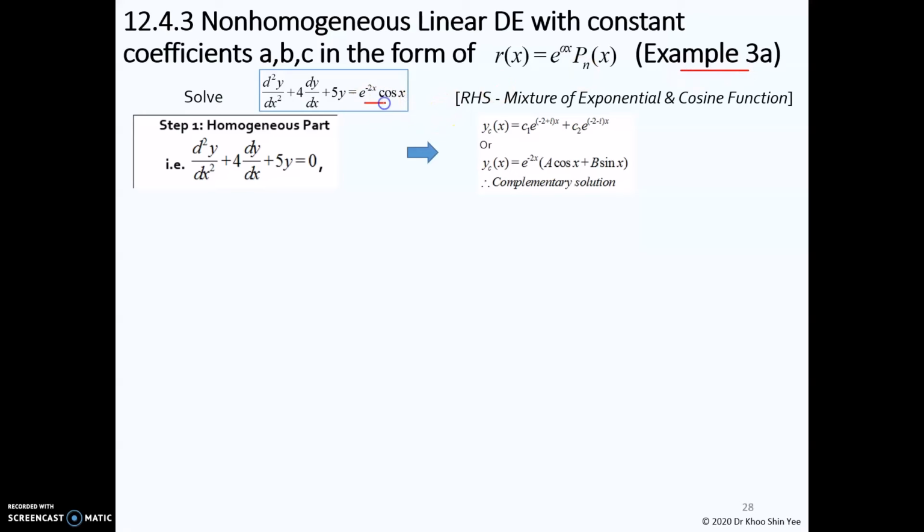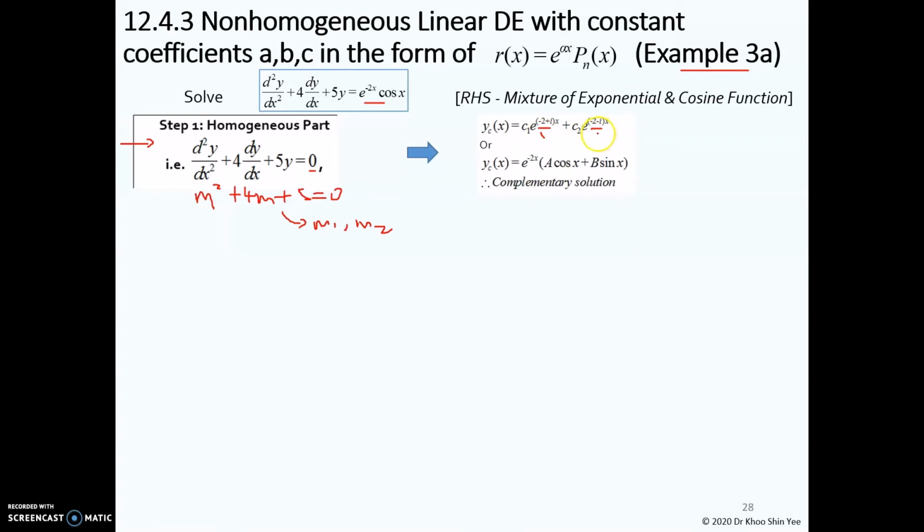In this case, the right hand side is the multiplication between the exponential and the cosine function. So we solve the homogeneous part first by letting the right hand side equal to 0. Then you can continue to form the characteristic equation. So from here you can solve the roots m1 and m2, which should be complex numbers. So your m1 is equal to negative 2 plus i and your m2 is equal to negative 2 minus i.